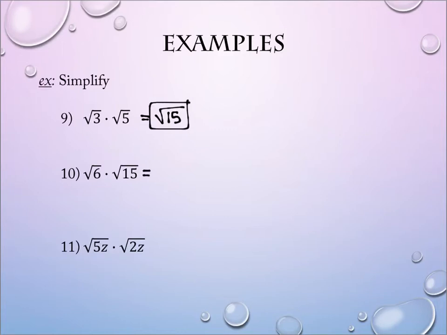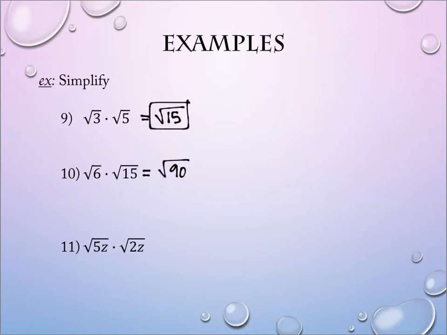Now this one's a little bit different. It doesn't look simpler if I simply multiply them. 6 times 15. Do you know what 6 times 15 is? 90. Okay, so square root of 90 looks better, and that's fine. But square root of 90 is able to be simplified.